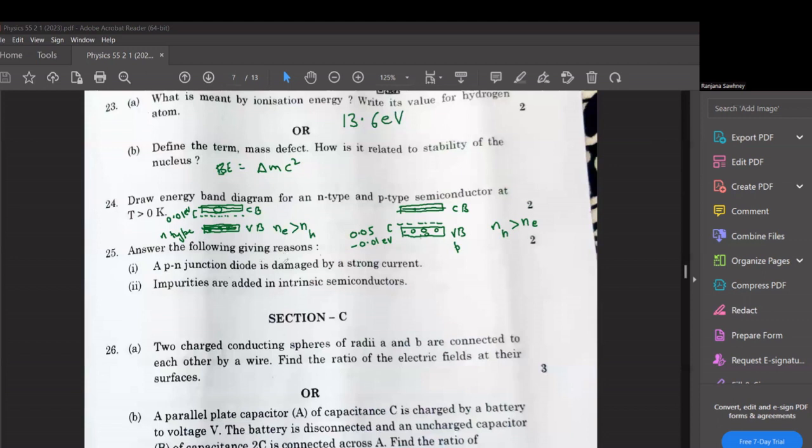Next is answer the following questions. A PN junction diode is damaged by a strong current. Yes, it is damaged because with a strong current it will get heated up and a large number of covalent bonds will be broken. That is why it will get damaged. Impurities are added in intrinsic semiconductors to increase its conductivity.